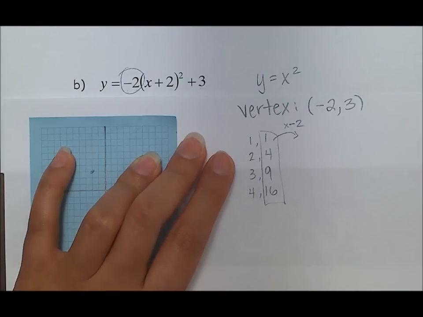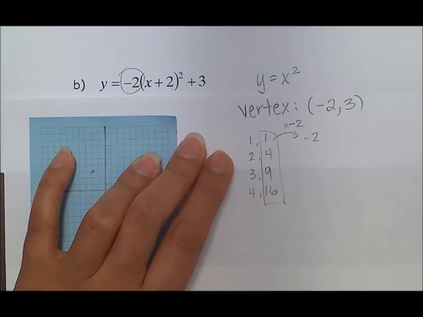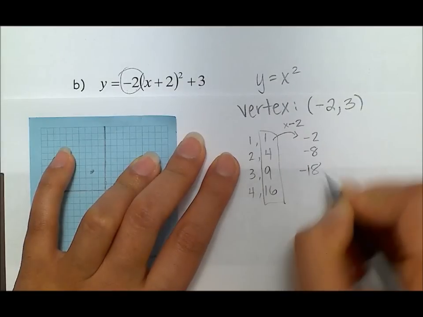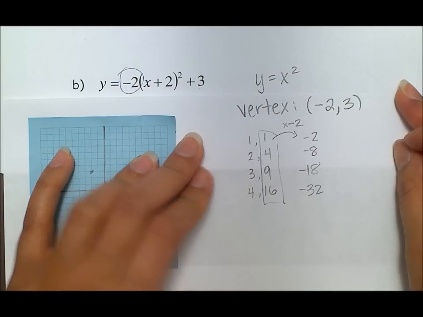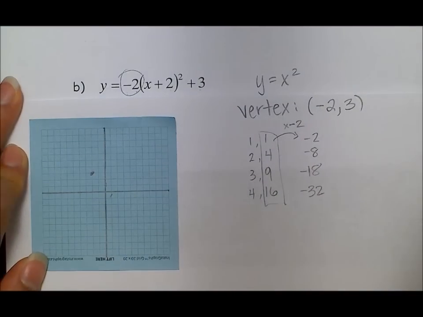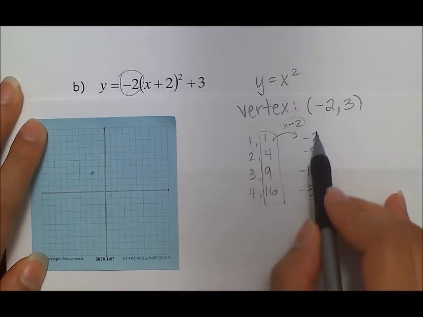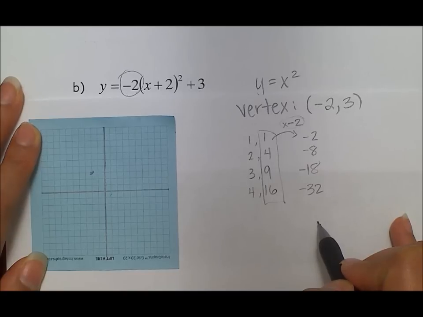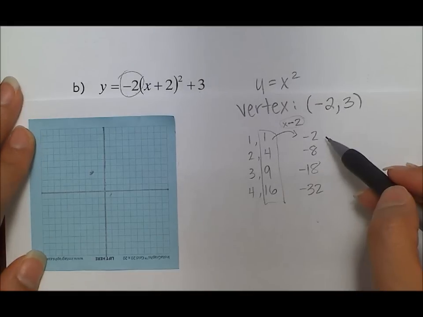So instead of moving up 1, I'm going to move down 2. This is going to become -8. This is going to become -18, and then -32. Obviously, not all of these points are going to fit in my graph, but I'm going to try to put in as many points as I can. So using the value of a, I figured out what the new step pattern is going to be. So instead of moving up, I'm going to move down. That's what the negative here indicates. And I'm going to move down twice the amount that I would have normally.